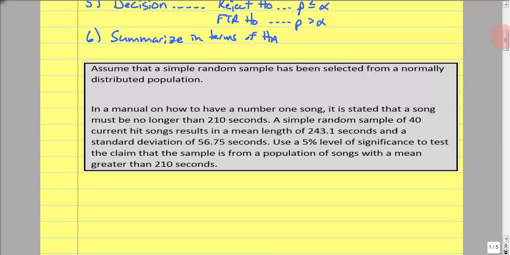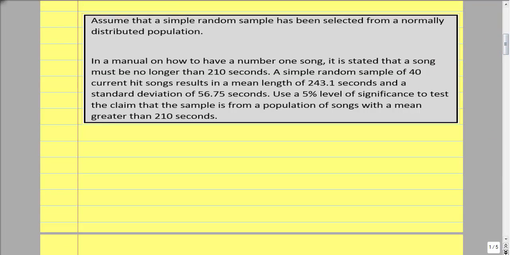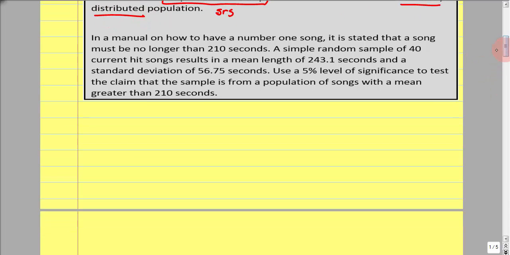Okay, let's go ahead and read through the example to see what information we can get out of this on our first read through. First of all, we have a simple random sample. A lot of times you'll see simple random sample abbreviated SRS. So if you see that notation, it means simple random sample. And we know it's been selected from a normally distributed population. So this is important to know.